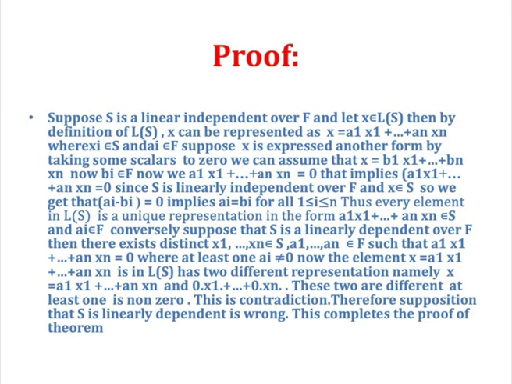Now, subtracting, we get a1 x1 plus a2 x2 plus so on an xn minus the b terms equal to 0. That implies the combination equals 0, since S is linearly independent over F and xi belongs to S. So we get that ai minus bi equal to 0, which implies ai equal to bi for all i lying between 1 to n, that can be written as 1 less than or equal to i less than or equal to n. Thus, every element in L of S has a unique representation in the form a1 x1 plus a2 x2 plus an xn, where xi belongs to S and ai belongs to F.